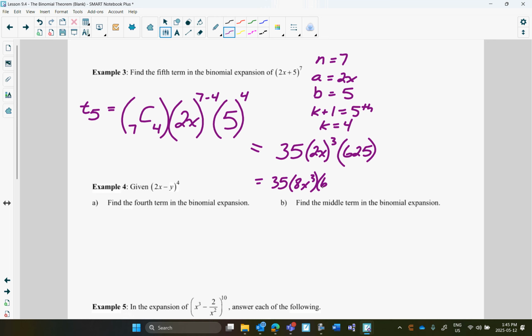Times 625. So it's going to be a really big number, and it's only going to have an x. So 35 times 8 times 625 gives us 175,000 x to the third. That's the final answer. Okay.